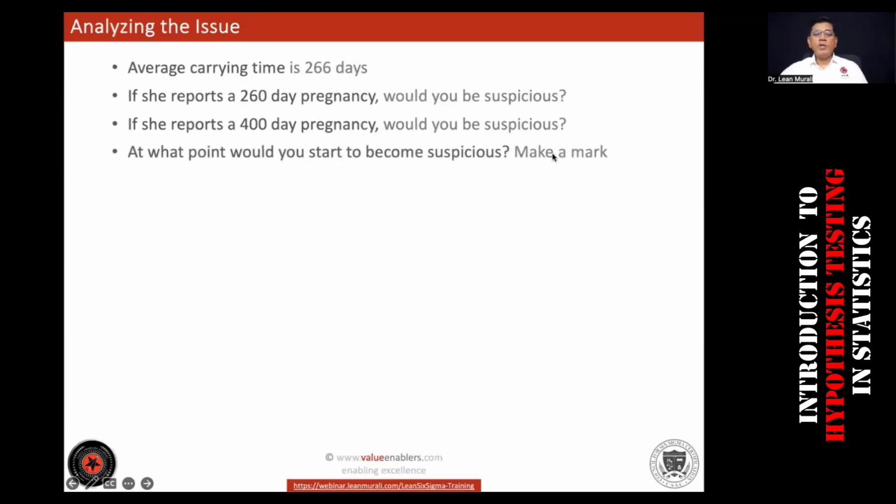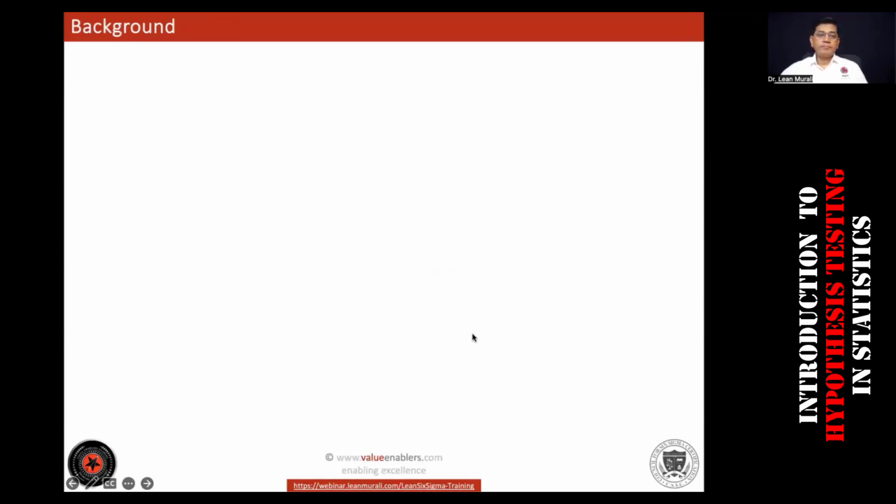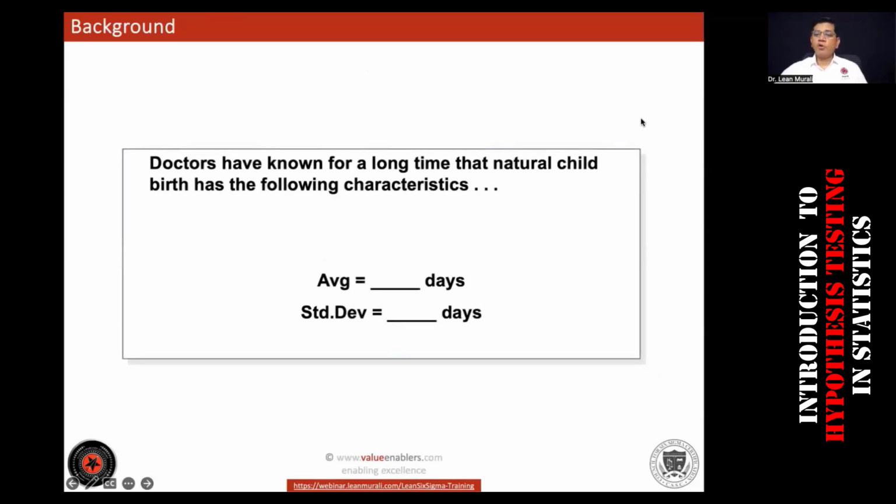Okay. Now, at what point should you start becoming suspicious and make a mark? Now, this is what I wanted to illustrate to you. You have the x-axis, which shows the reading from 220 to 300. And the average is around 266 here. And she has reported worried in San Diego when she is at 305. Now, the background is the doctors have known for a long time that natural childbirth has the following characteristics. The average is 266 days and the standard deviation is 16 days.